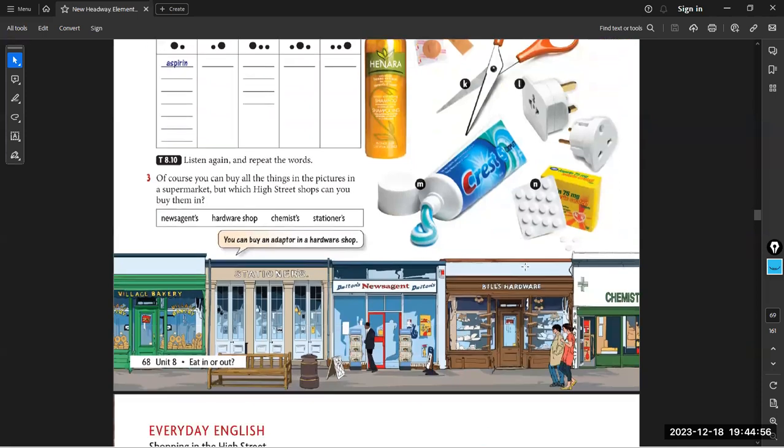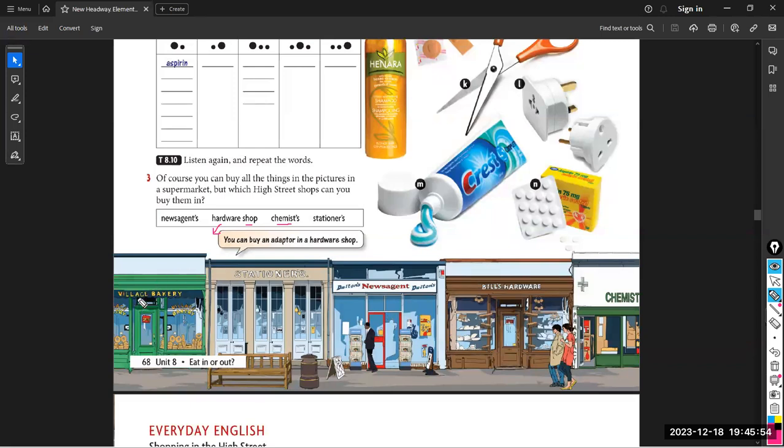Now, guys, we have to know the places that we can buy. Maybe you want to buy these things. We have news agents. Hardware shop, equipments. Chemists, in our society we say pharmacy. And stationers. Do you know the meaning of stationer? The stationer is a place where we can buy some papers, some pens, or something like that.